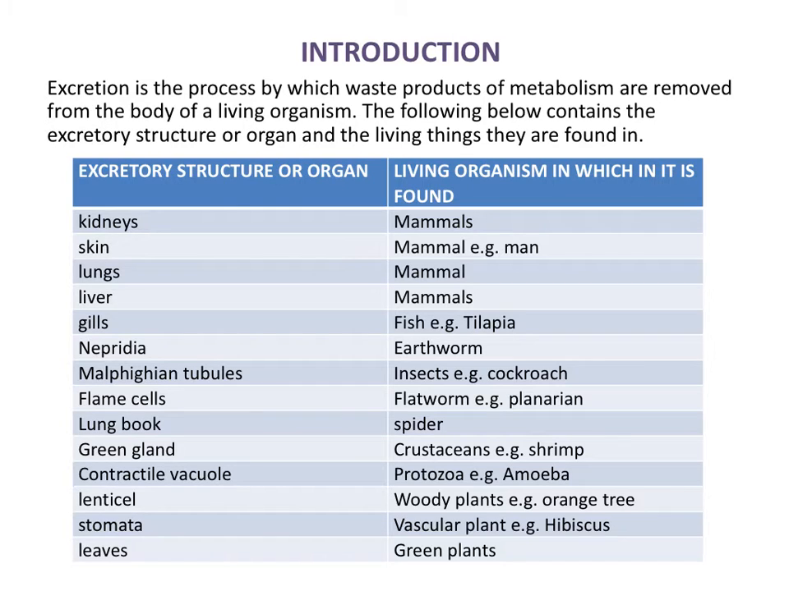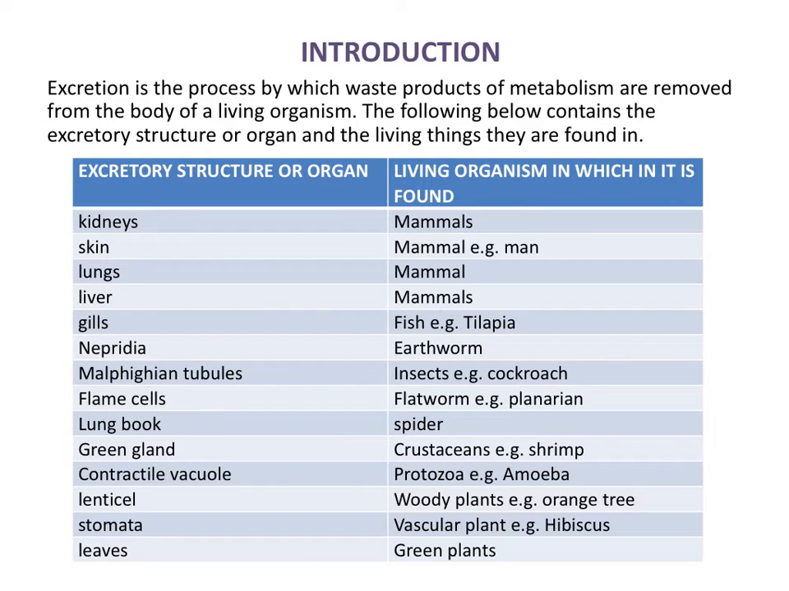The table below shows the excretory structure or organs and the living things they are found in. Excretory structure or organ, living organism in which it is found in. Kidneys, found in mammals. Skin, an excretory organ in mammals, example man. Lungs, mammals. Liver, mammals. Gills, fish, example is tilapia.